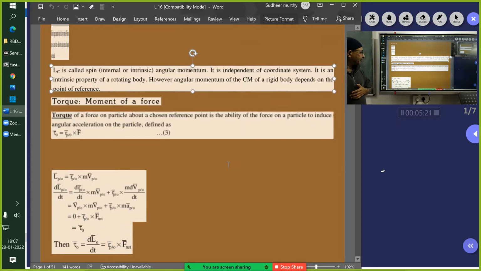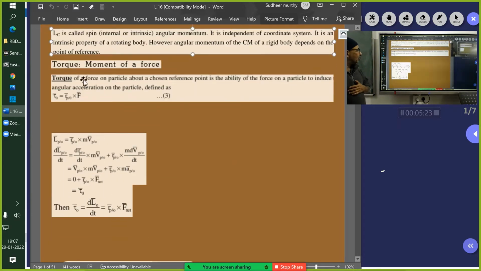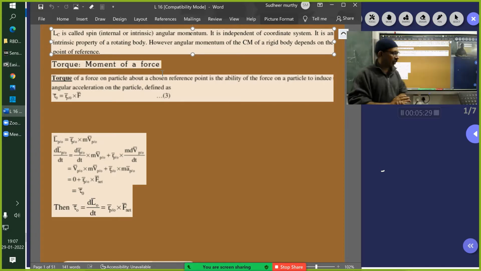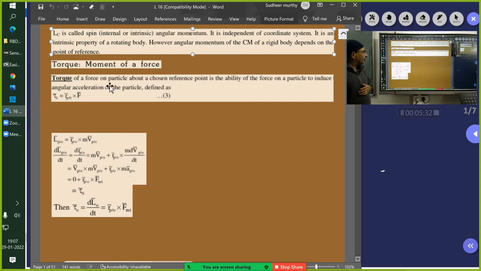Now let's get into torque, right? Torque, or moment of force, you know the difference. When it is static, we say moment of force, otherwise we use the word torque. Then, the torque of a force on a particle about a chosen reference point. Extremely important: the torque of a force on a particle about a chosen reference point is the ability of the force on the particle to induce angular acceleration on the particle, right?